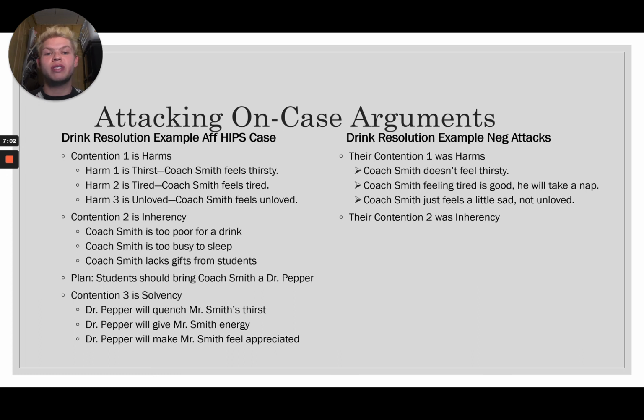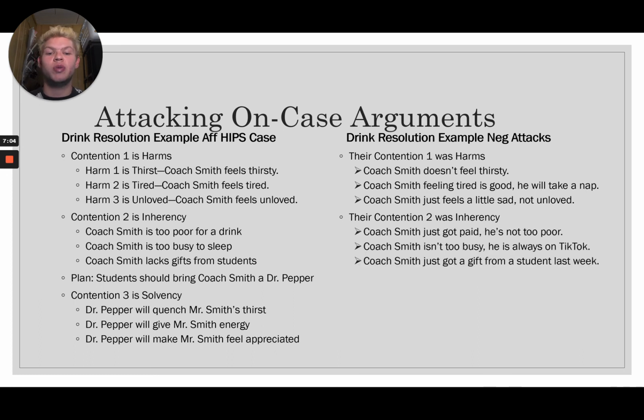Then you could respond to their second contention about inherency by saying Coach Smith isn't too poor, he just got paid. Coach Smith isn't too busy to sleep, he's just always on TikTok. And then Coach Smith just got a gift from a student last week, so he doesn't lack gifts from students.